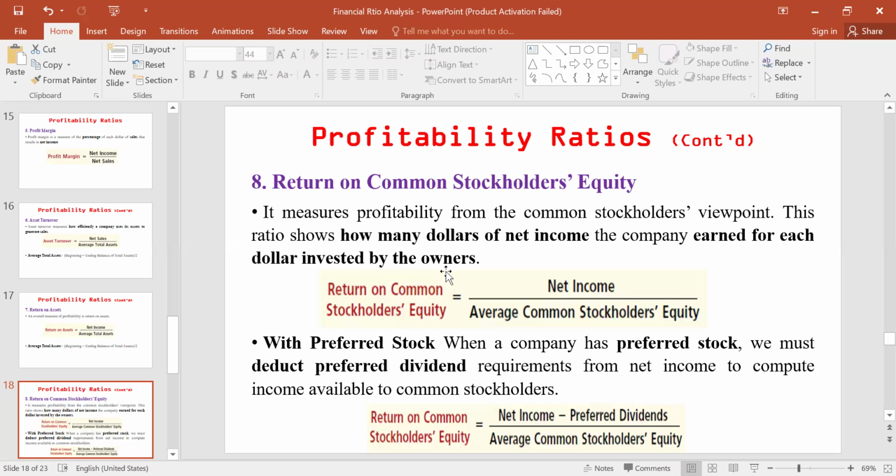Another way you can determine the return on common stock equity: net income minus preferred dividend divided by average common stock equity. Dividend means a portion of your earnings that is kept or held as a dividend. This is the dividend.